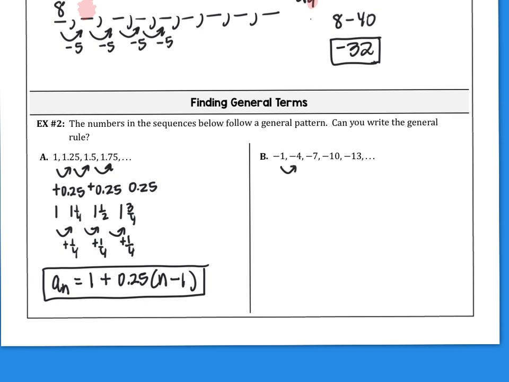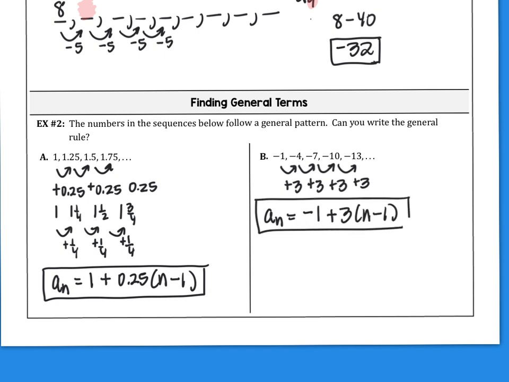So let's look at part B. Here, notice from one to the other, what's happening? Yeah, you're right. You're adding 3 each time. And this has to be the same for this to work, obviously. So a sub n, any term, can be found by taking the first term, adding 3, n minus 1 times. Boom, we're done.